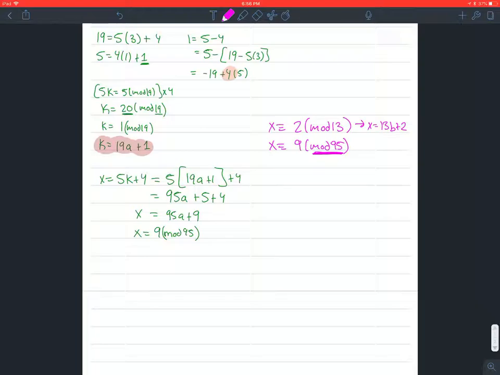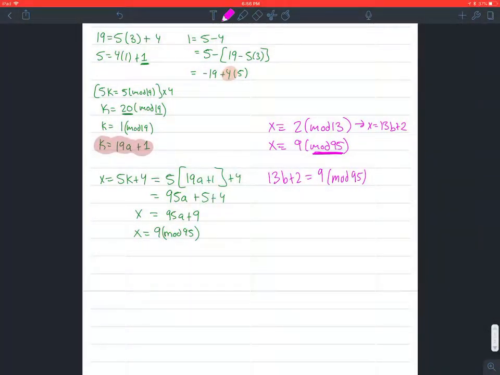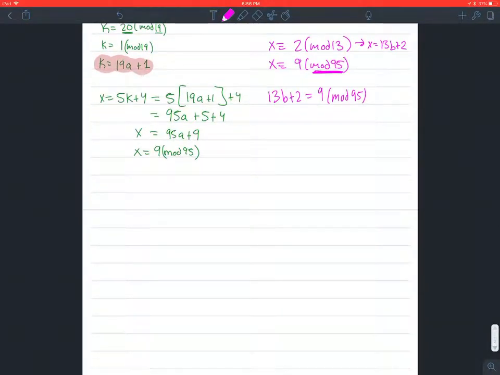So now I can go ahead and write this. I can set these equal to each other. So you're going to get 13b plus 2 is congruent to 9 mod 95. If I simplify this further, I get 13b congruent to 7 mod 95.